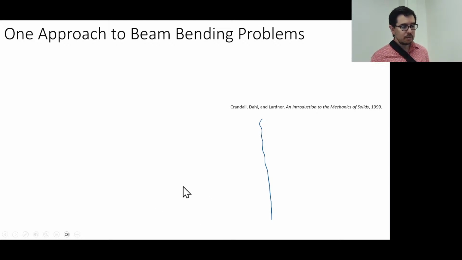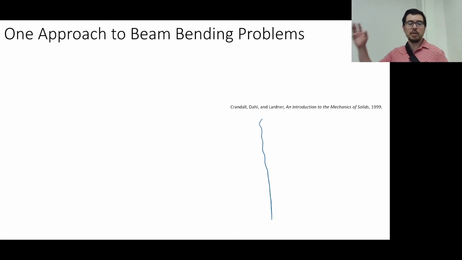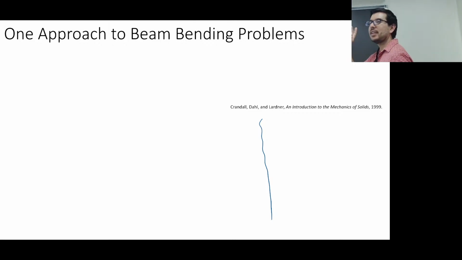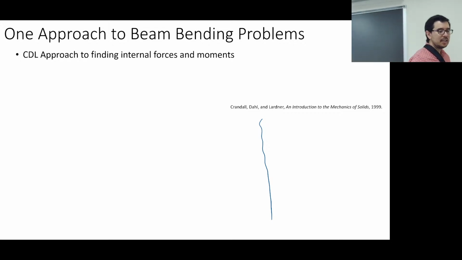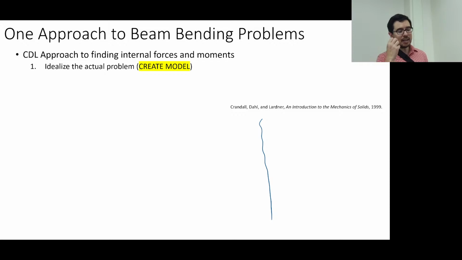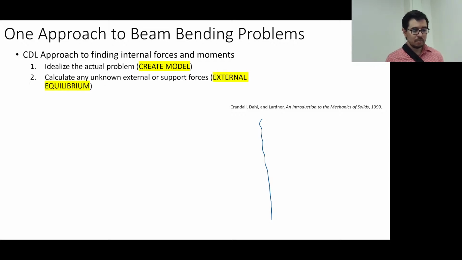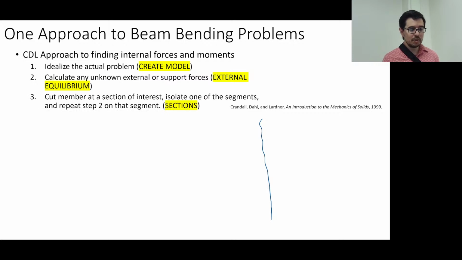Here is another three-pronged approach to statics, but this time applied to beam bending problems. So what are the three pillars? Equilibrium, geometric compatibility, and constitutive equation. That's right. So we're going to spell them out again. We're going to idealize the actual problem and create the model. We're going to use equilibrium externally, and then we're going to do internal equilibrium.